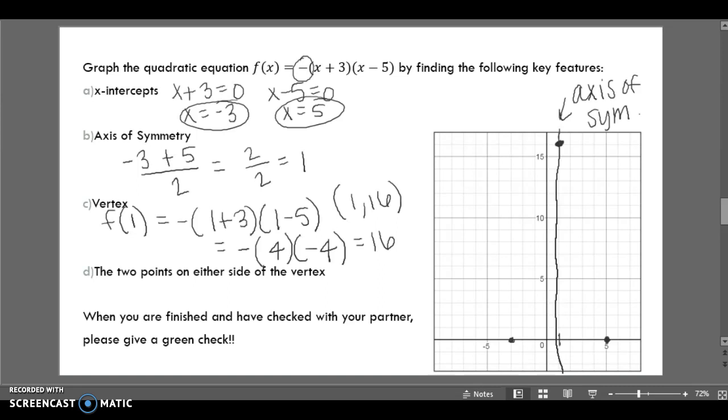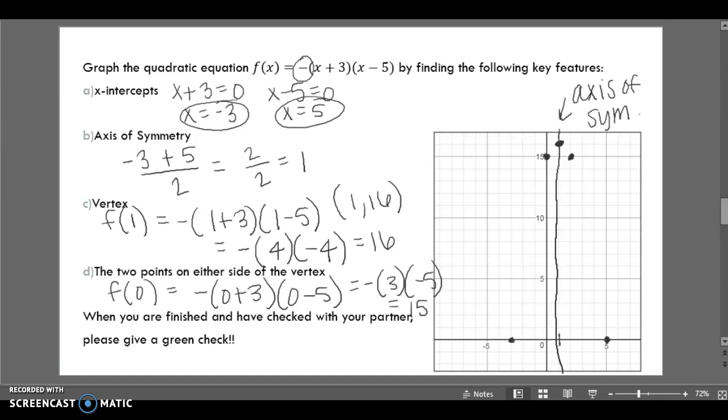So now let's find some more values. Let's figure out what's happening when x equals 0. Let's see if we can find the y-intercept. So let's plug in 0. 0 plus 3. 0 minus 5. So 0 plus 3 is 3, so we have negative 3 times negative 5, which is a positive 15. So we have a value right there. And since that axis of symmetry acts like a mirror, we know there's another value right there.